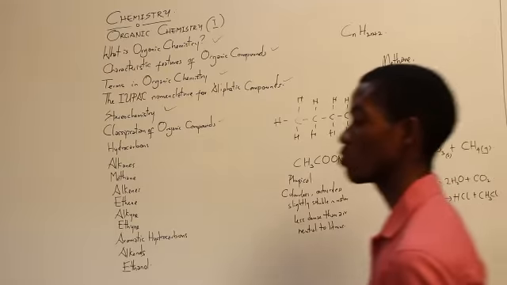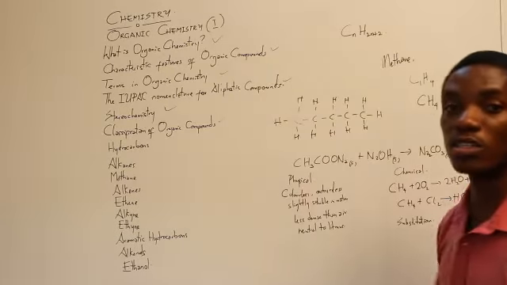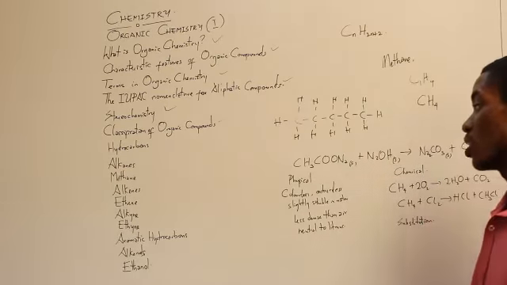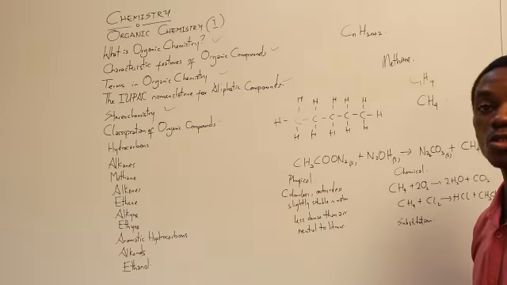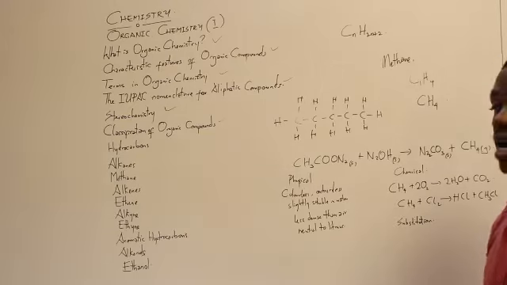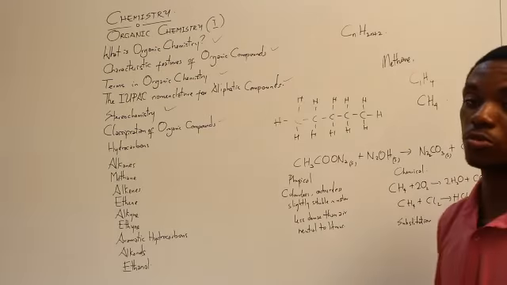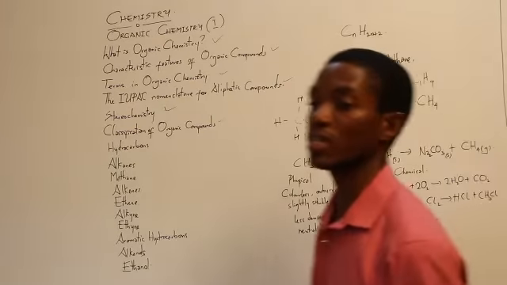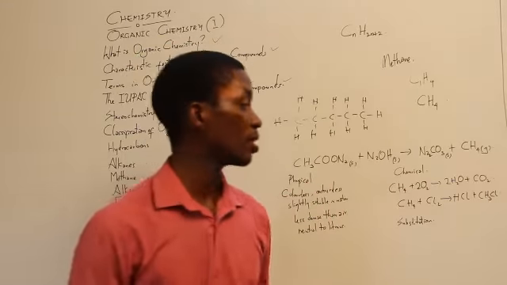What are the physical properties of methane? Methane is a colorless, odorless gas. It's slightly soluble in water. It is less dense than air, and it is neutral to litmus paper. It is neither acidic nor basic.